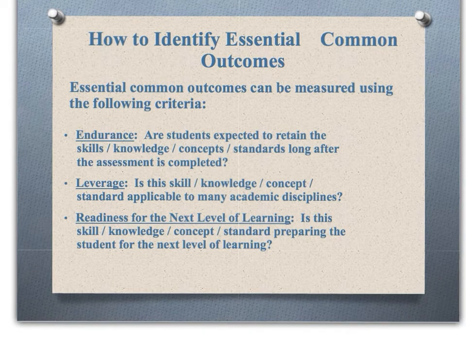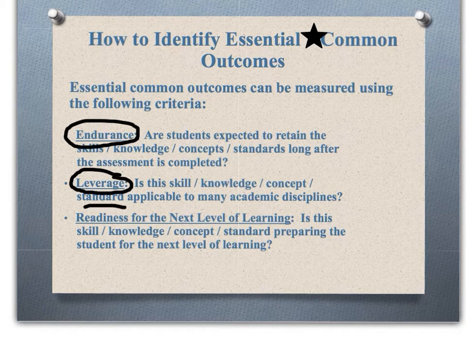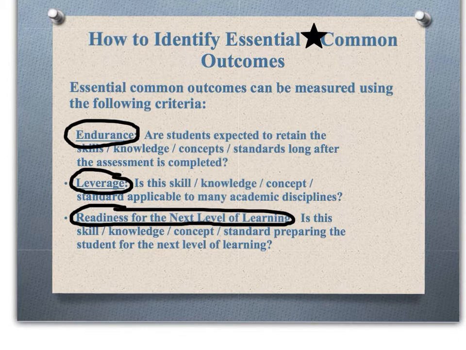Let's talk about how to identify essential common outcomes when creating a common assessment. Essential common outcomes can be measured using the criteria of endurance, leverage, and readiness for the next level of learning. Let's talk about each of these. So first, endurance. Are students expected to retain the skills, knowledge, and concepts or standards being taught long after the assessment is completed?